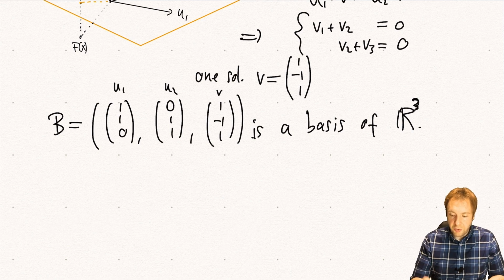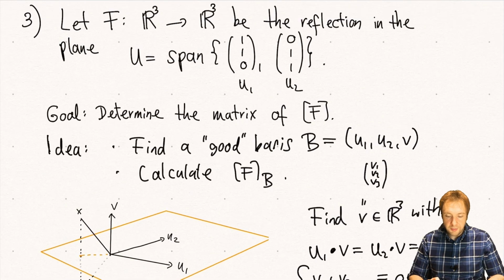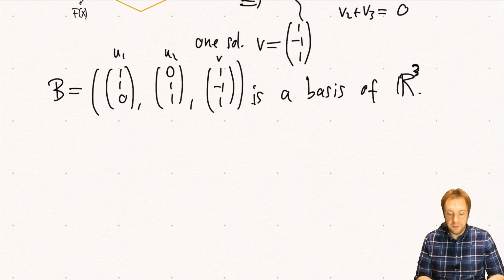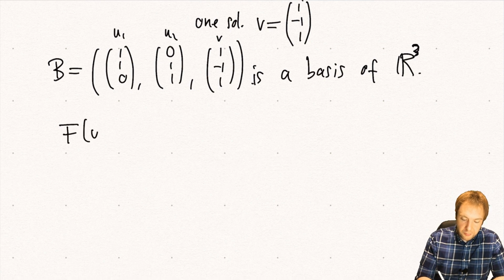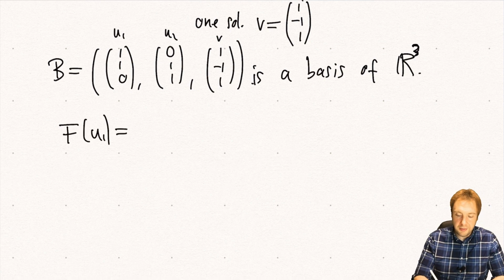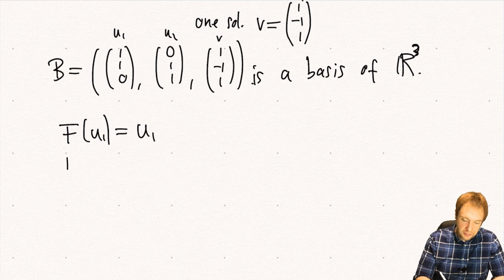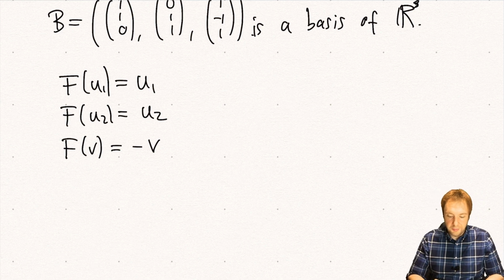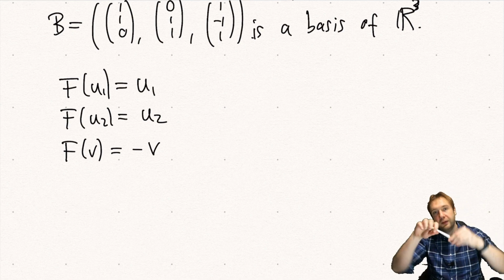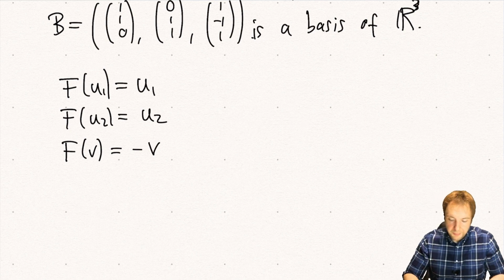But what I want to write down now is the matrix of this linear map with respect to this basis. And to do this, we again need to calculate f of these basis elements. So what is f of u1? Well, because u1 is on the plane, the reflection is just u1. What is f of u2? Well, it's just u2 because it's also on the plane. And f of v should be minus v, because v is orthogonal to the plane and reflection means it should be minus v.